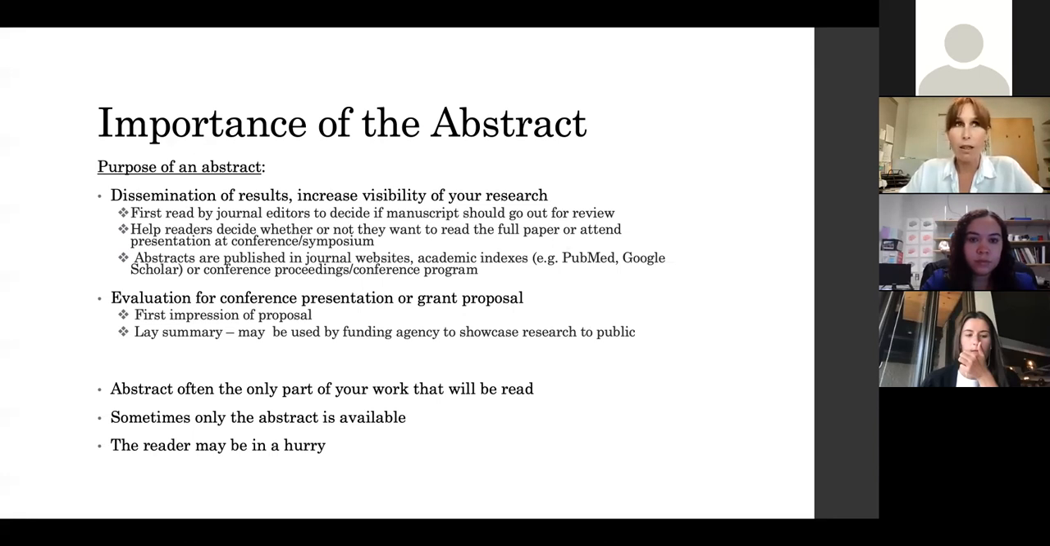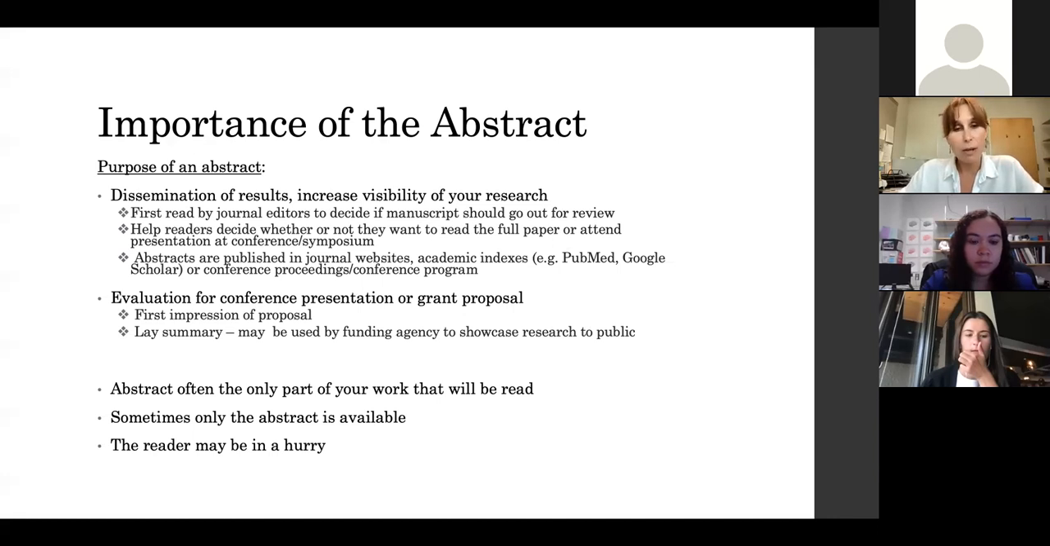Okay, and the access to the full manuscript is restricted. So potential readers will first read your abstract and then decide if they want to download the full article. Not all institutions have subscriptions to all journals. So for some researchers, they will only have access to the abstract and not the full article.